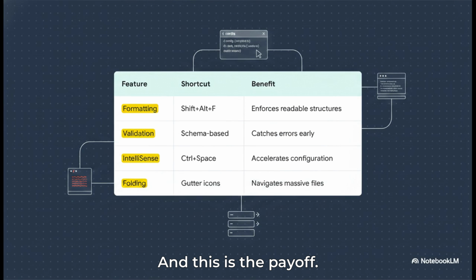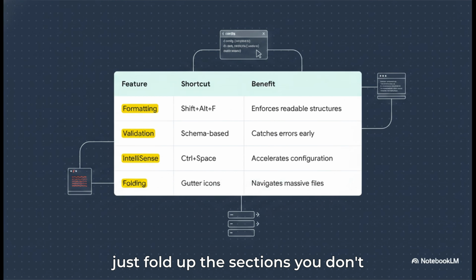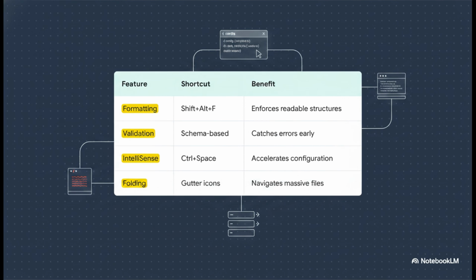And this is the payoff. You get automatic validation that flags errors with those little red squiggles before you ever deploy anything. You get IntelliSense, which is basically autocomplete for your configs, saving you from having to look up documentation all the time. And for those giant files, you can just fold up the sections you don't care about to navigate easily. The bottom line is, you're catching mistakes way earlier and writing better configs faster.